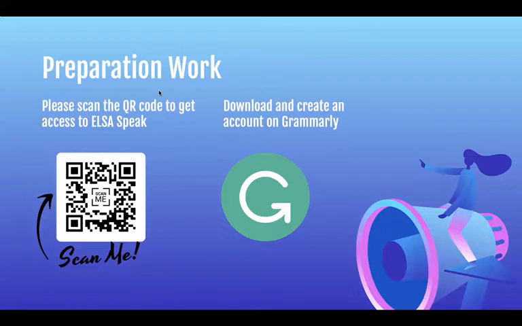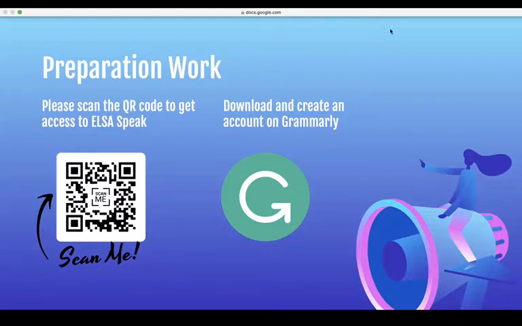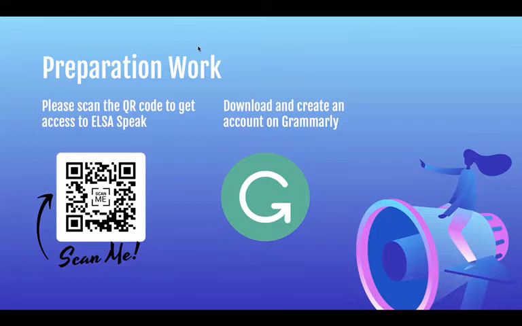So basically, two things to do. First, scan the QR code and install Elsa Speak on your smartphone. And secondly, log into Grammarly with your Gmail account.